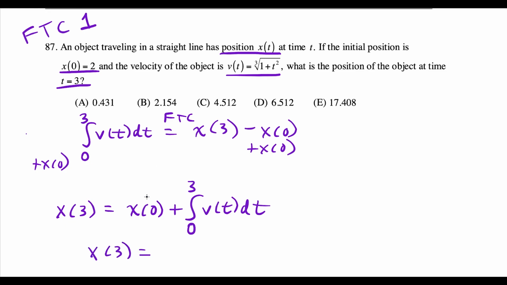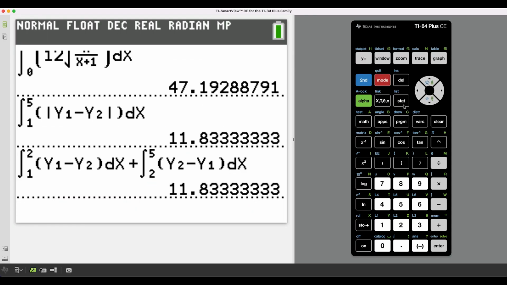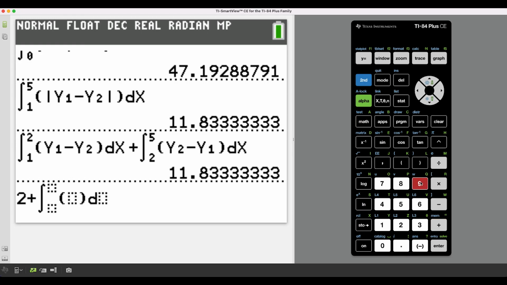The only thing is we're going to swap out x of 0, we were told, is equal to 2. So we're going to be evaluating 2 plus the integral from 0 to 3 of v of t dt, where v of t is equal to this cube root of 1 plus t squared. So now let's go ahead and type this in. So once again, what we have is 2 plus, and we're going Math 9, and our integral is going from 0 to 3.